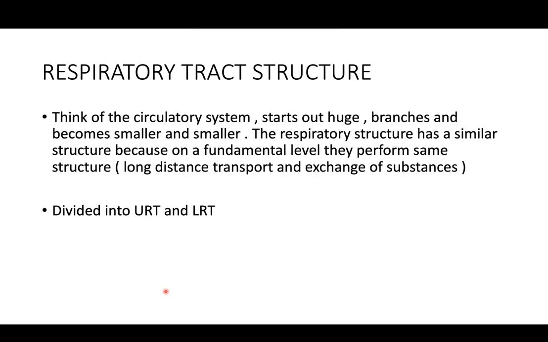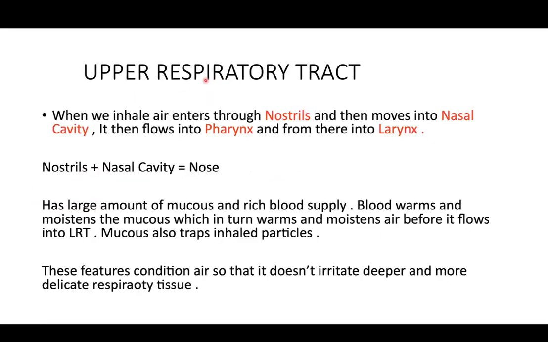And you might say, wait, what? The circulatory system transports blood and the respiratory system transports gas. How is that similar? But the similarity lies in what they're doing. Both of them are responsible for long distance transport and exchange of substances. And that makes their structure similar. So they both start out big and then keep branching and becoming smaller. The respiratory tract is divided into two parts, and it makes it much easier if you study them in two parts. So you have the upper respiratory tract and you have the lower respiratory tract.